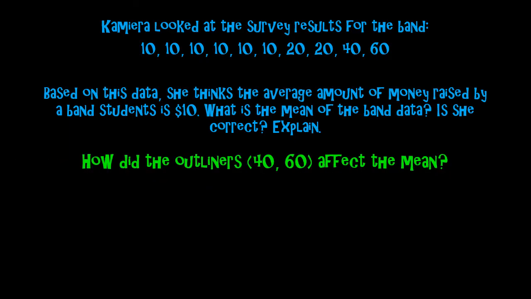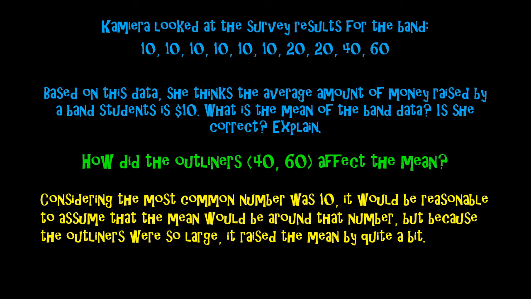I want to look at this question again because to me, Camila had a good point. But because there are outliers, 40 and 60, could they have affected the mean? How did the outliers, 40 and 60, affect the mean? Considering the most common number was 10, it would be reasonable to assume that the mean would be around that number. But because the outliers were so large, it raised the mean by quite a bit.